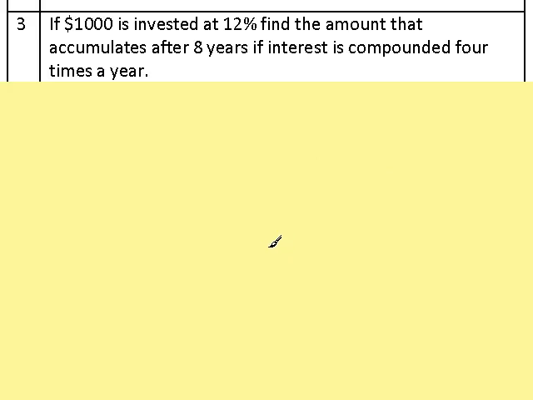Okay, number 3, we have a compound interest problem. Let me write down the formula for calculating the amount that's invested at a certain interest rate that's compounded. So here's the formula. The amount after a number of years is equal to the initial amount, that's P, times 1 plus the yearly rate divided by n, which is the number of times the interest is calculated, or the number of times it's compounded per year. And in the exponent, we have that same n times t, where t is the number of years.